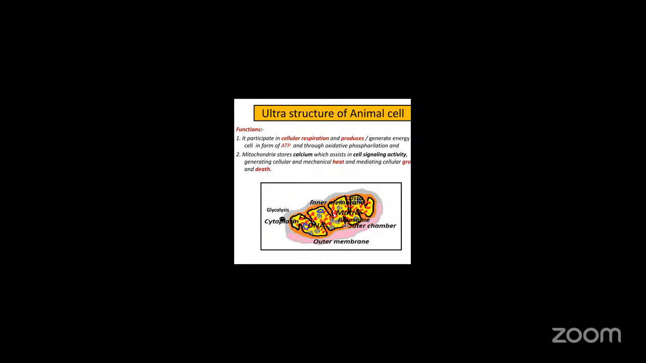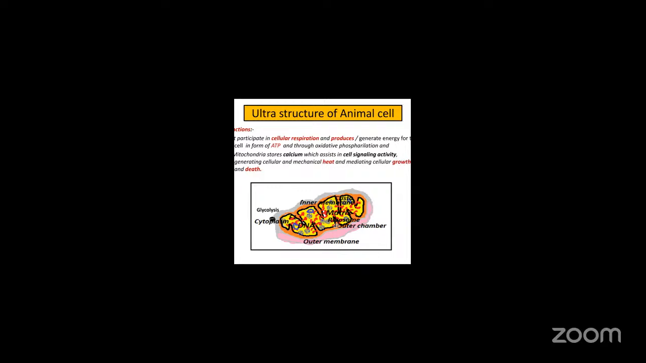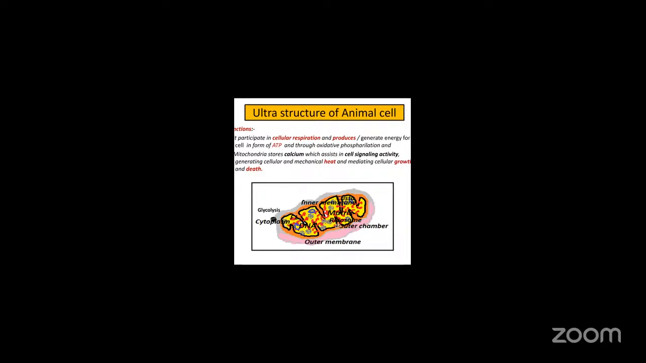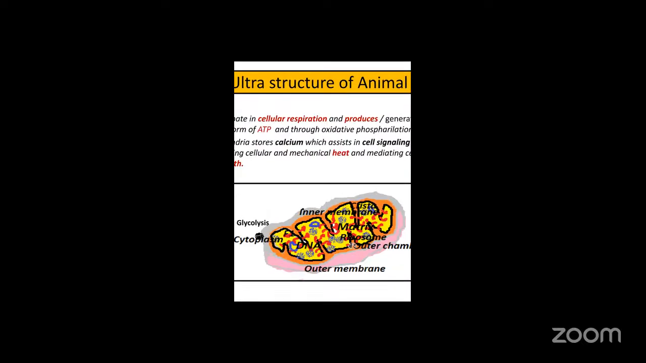And mitochondria also store calcium, help in cell signaling activity, generate cellular heat, and also mediate cellular growth as well as death. So this is the structure of the mitochondria. Outer membrane, and inner membrane foldings are called the cristae. In the matrix, you have the ribosomes like this.